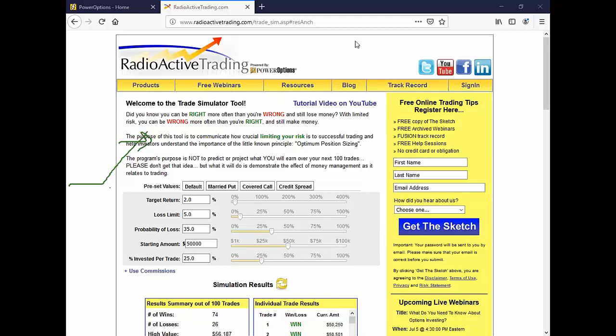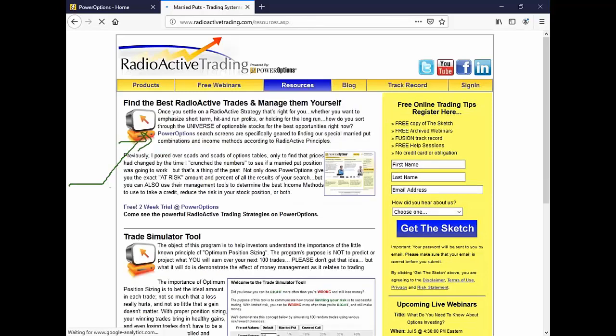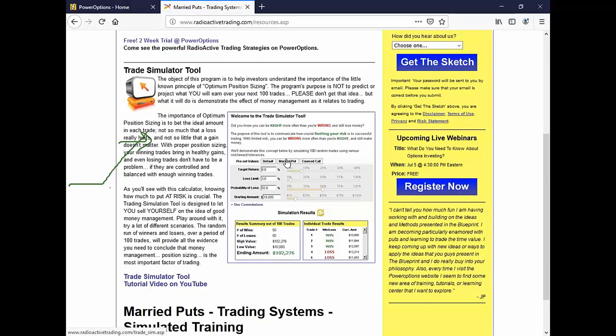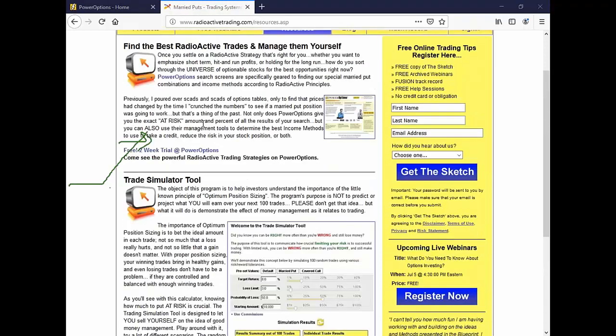But check it out. Go to radioactivetrading.com, click on the Resources tab, then click on that Trade Simulator, and put in the numbers of what you think is a realistic expectation of what you're able to control return on and risk. Yeah, you can. I did that at the beginning, Ben. You can run the numbers yourself. As Ben said, can you use a target return of 10?